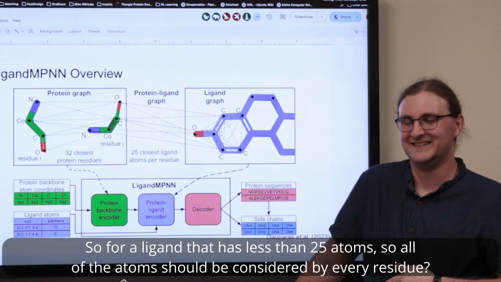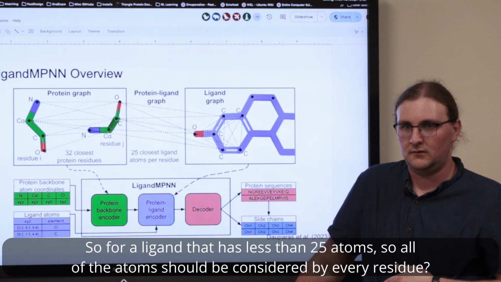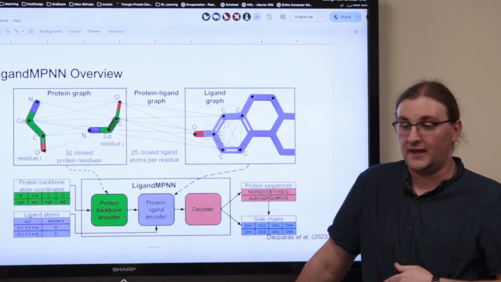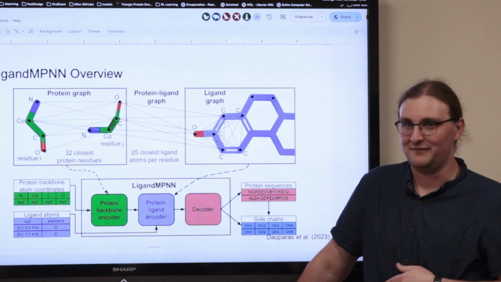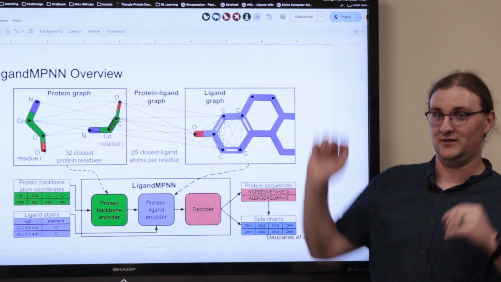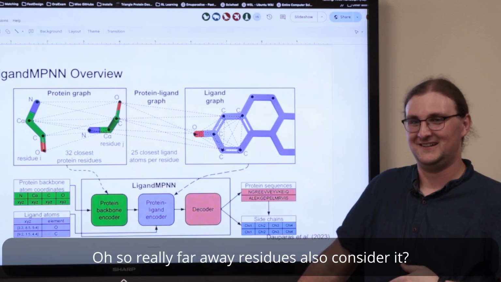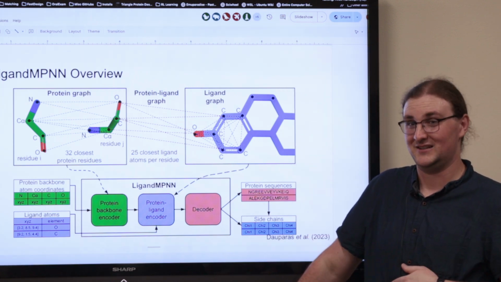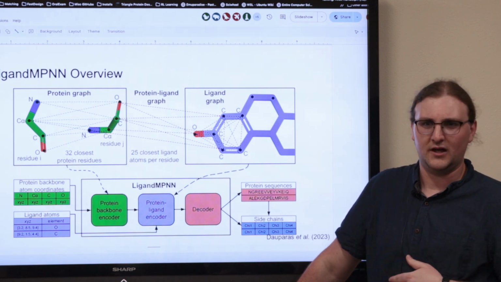For a ligand with less than 25 atoms, all the atoms should be considered by every residue. So every residue is looking at its nearest 25 atoms. Even if it's really far away? No, so the really far away residue is also considered, I believe so. Which seems a little inefficient, I believe.